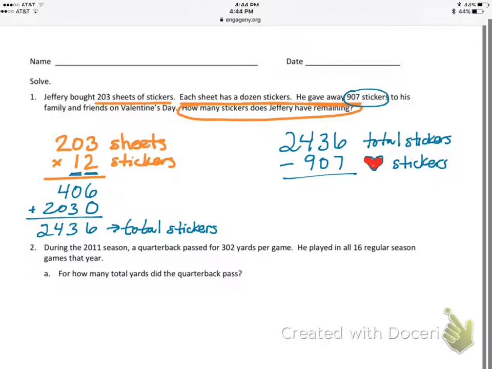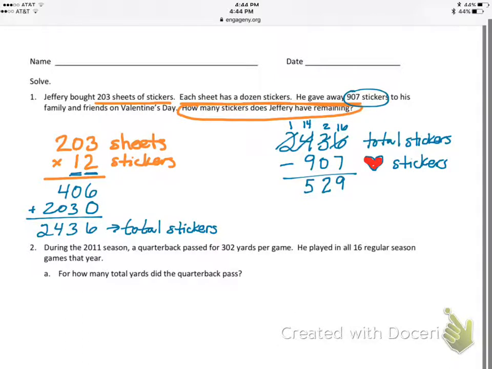I can't subtract 7 from 6, so I'm going to need to turn that into 16 because I've taken one of the tens away. So instead of 3 tens, I now have 2 tens, and I regrouped one of those tens into 10 ones. 16 ones minus 7 is 9. 2 tens minus 0 is 2. I'm going to have to do the same thing with my 400s. I'm going to take one from the thousands and turn it into 10 hundreds plus the 400s is 1400s. 14 minus 9 is 5. And 1 minus nothing is 1.